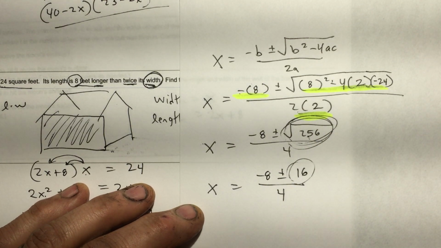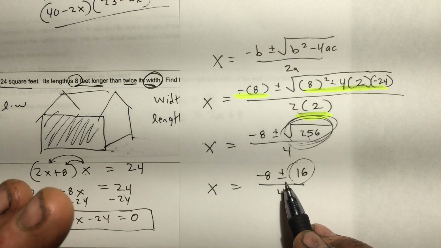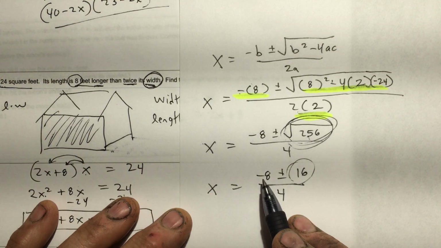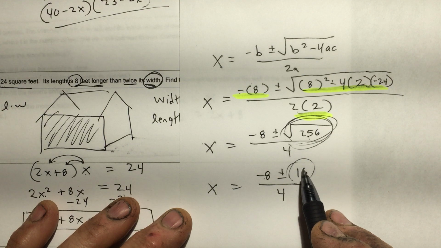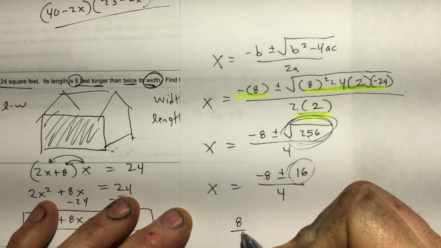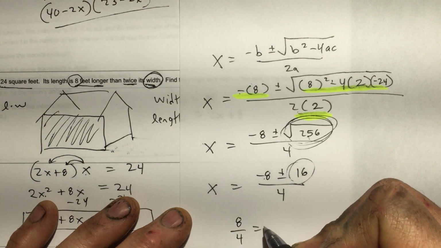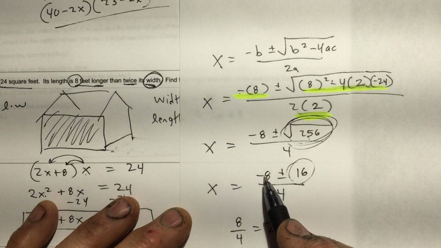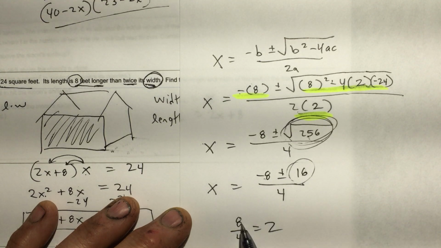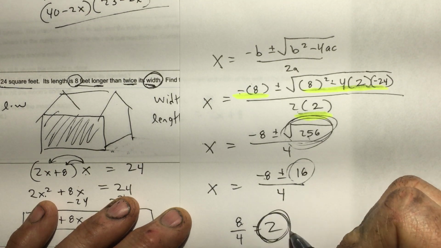Okay. And now I can do my 2 answers. Remember, this always has 2 answers. So I do negative 8 plus 16, which is 8, divided by 4, and that gives me 2. So negative 8 plus 16 is 8, divided by the 4, that's 2. There's one answer right there for x.